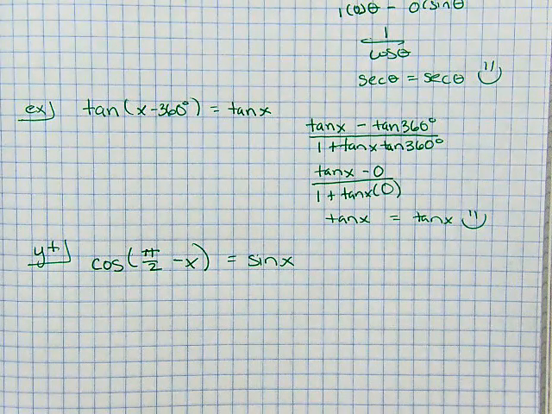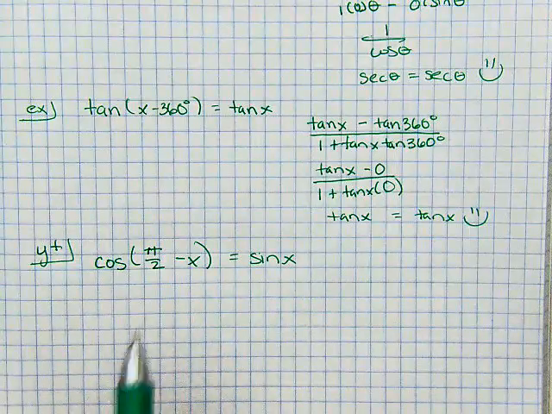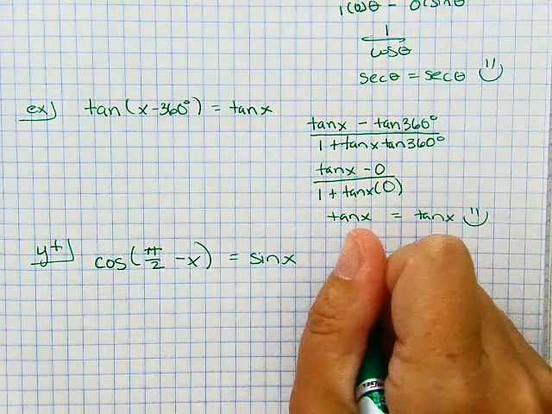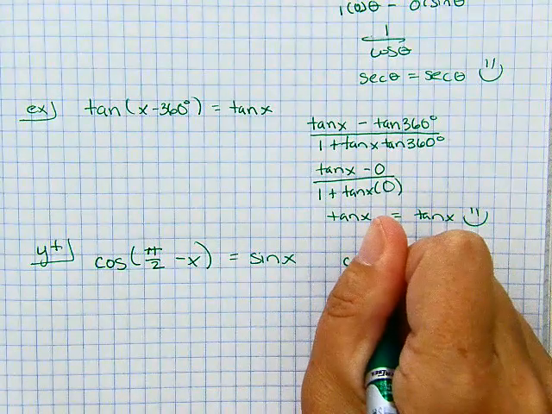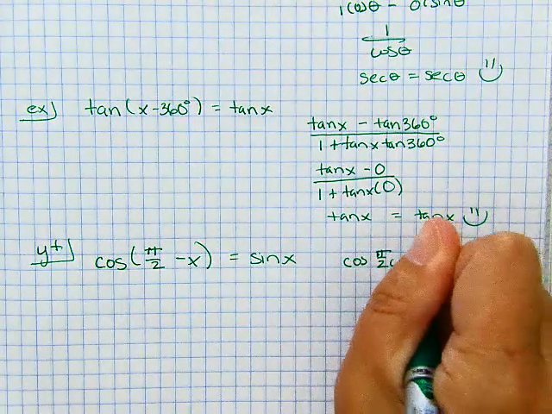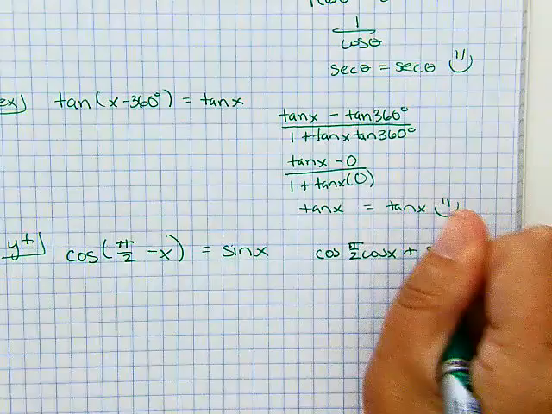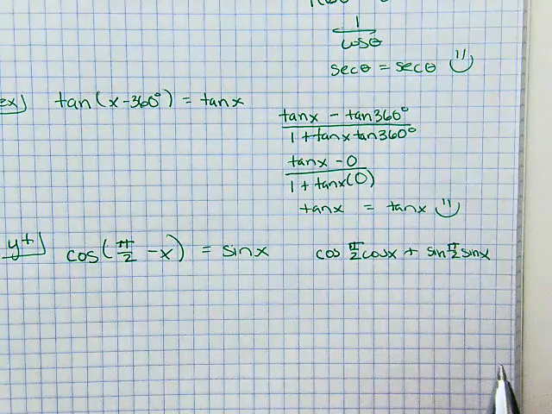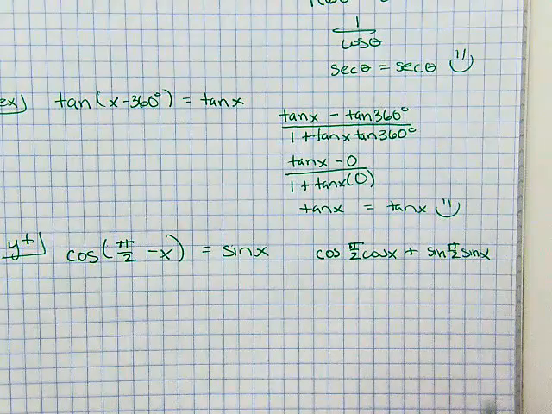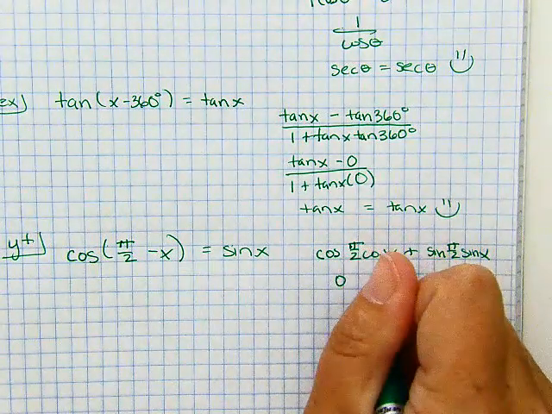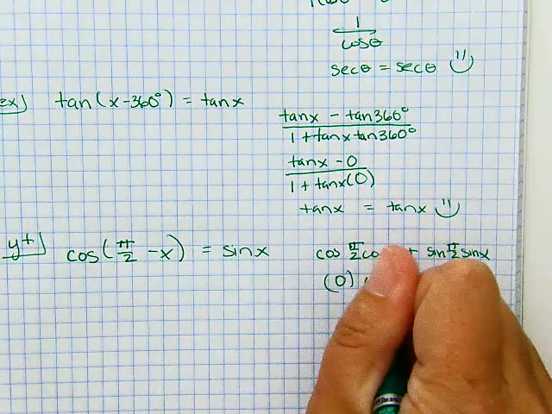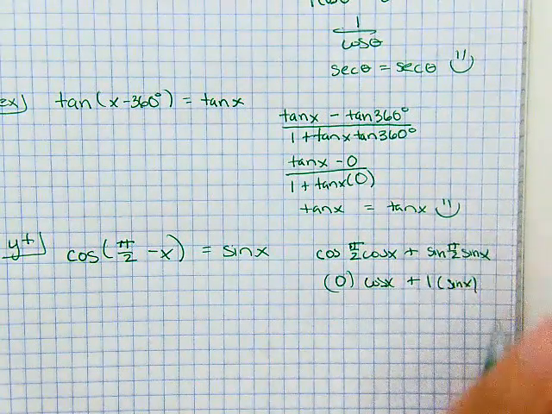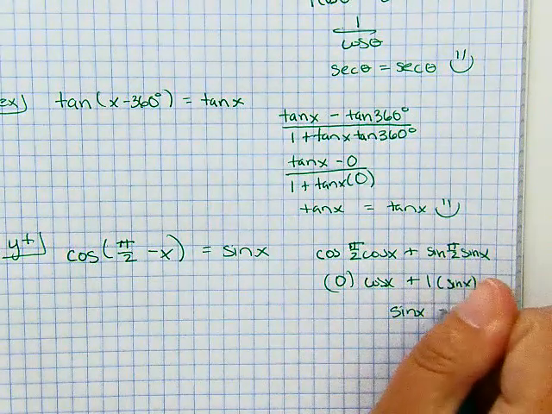All right. Did you get it? What do we think? Cosine is the same but different, which means this is cosine of pi over 2 cosine x plus sine of pi over 2 sine x. Cosine of pi over 2, oh, we just did that, that's 0, times cosine of x. Sine of pi over 2 is 1 times sine of x. Oh, what do you know? Sine of x, we rocked it.